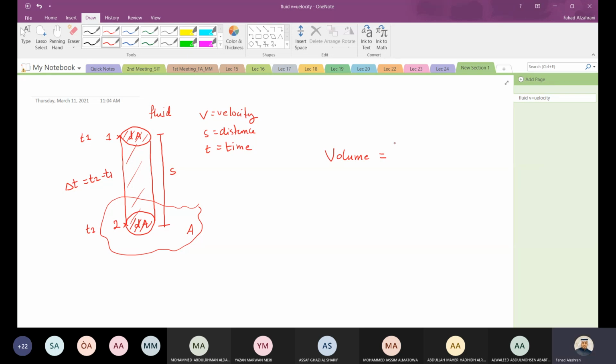شو رايكم؟ السؤال واضح يا شباب ولا في شيء مو واضح؟ الايديا واضحة هنا.